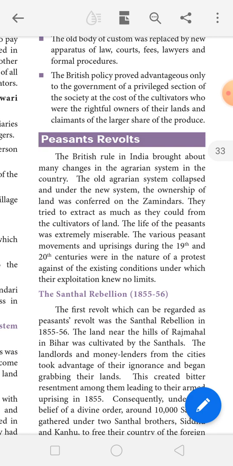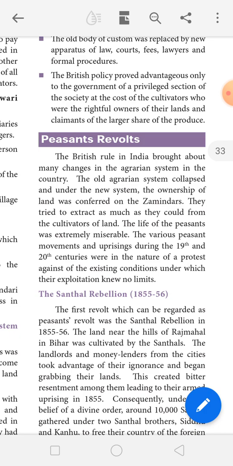So the old agrarian system collapsed, and under the new system the ownership of land was conferred on the zamindars. Look at that. The old system collapsed and under the new system the ownership of the land was conferred on the zamindars. All the landowners gave that land to the zamindars. Okay, so that is one condition. So the life of the peasants was extremely miserable.